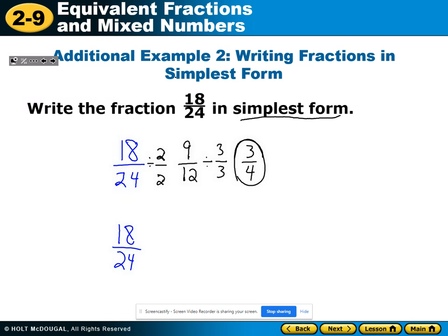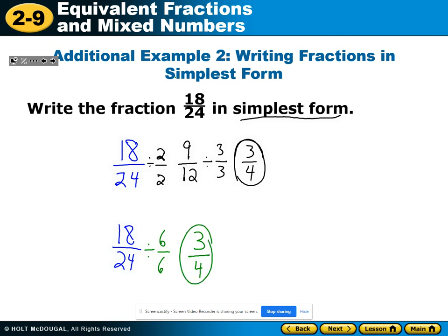Now, some of you are saying, oh, Mr. Palm, there's a faster way to do it. I'm glad you saw that. I could divide by 6 over 6. Because I see 6 will divide evenly into 18 and 24. 18 divided by 6 is 3. 24 divided by 6 is 4. I'm to the simplest form again.